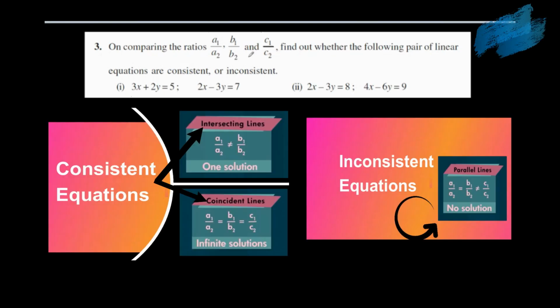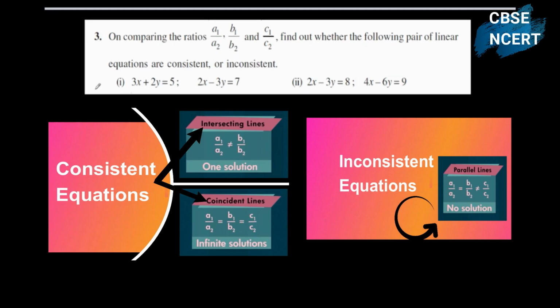Third question. On comparing the ratios A1 by A2, B1 by B2 and C1 by C2, find out whether the pair of linear equations are consistent or inconsistent. To find whether the lines are consistent or inconsistent, students, we have to find the type of line. There are three types of line: intersecting, parallel and coincident. To find the type of line, as already told, we have to compare the ratios A1 by A2, B1 by B2 and C1 by C2.